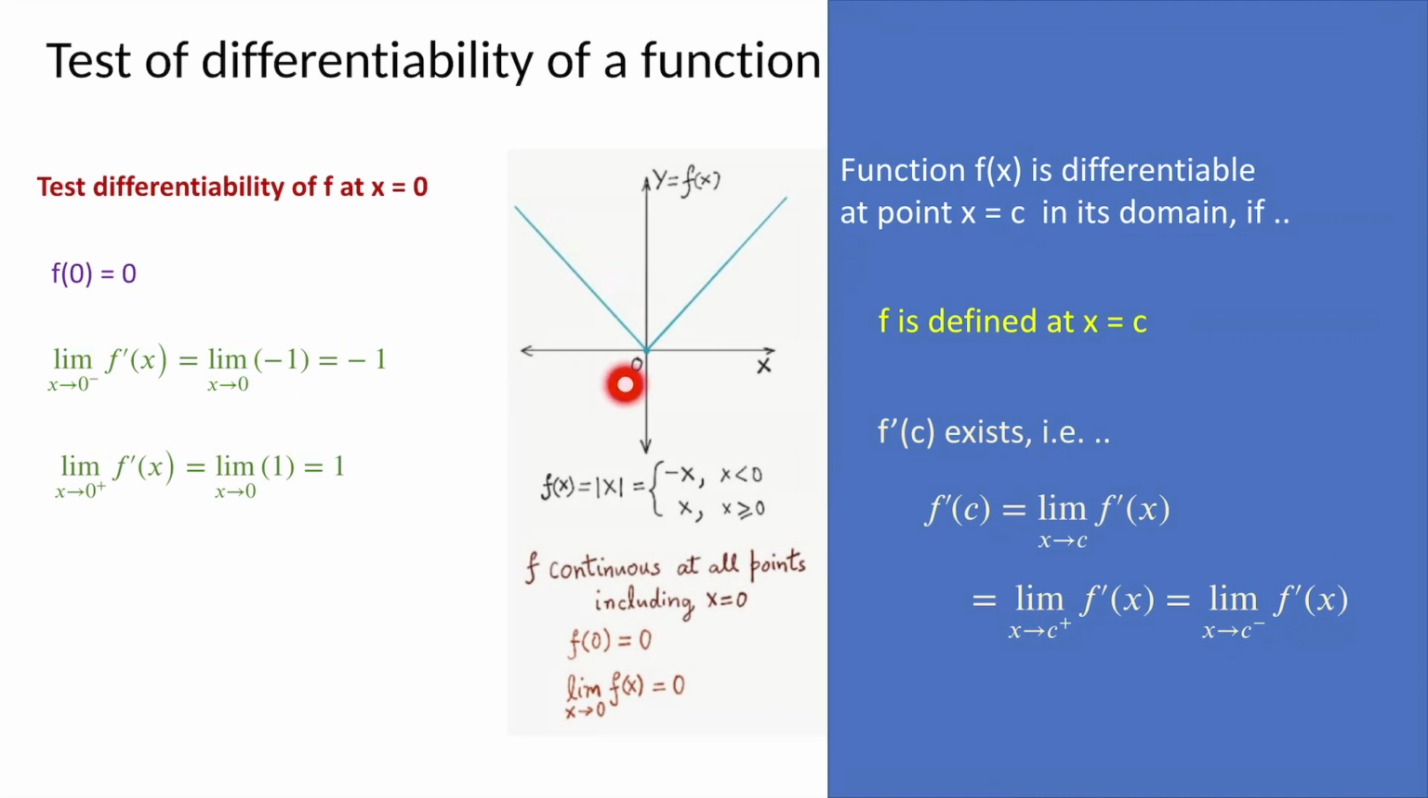As we approach x equal to 0 from the left hand side, the slope is minus 1. Slope of the tangent to this curve is minus 1. Whereas that slope is plus 1 when we approach x from the right hand side. So this function is not differentiable even though it is continuous at x equal to 0.